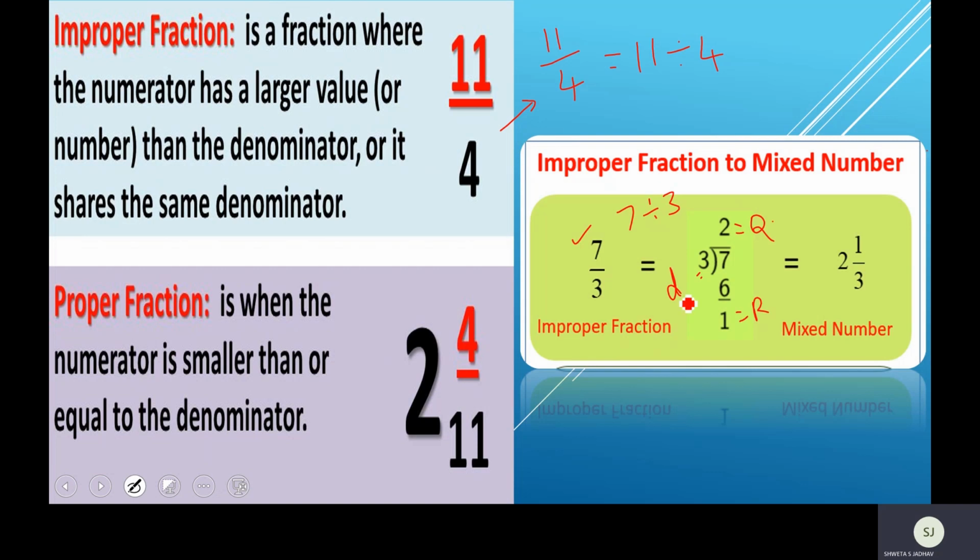Let's see how. The quotient we have will always be the answer when we divide any number. So the quotient we consider as the whole number, the remainder we consider as the numerator, and the divisor we have here will go to the denominator. This is how we convert improper fraction into mixed fraction. So 2 as whole number, which is the quotient, 1 is the remainder, which will be in the numerator, and the divisor will be considered as denominator.